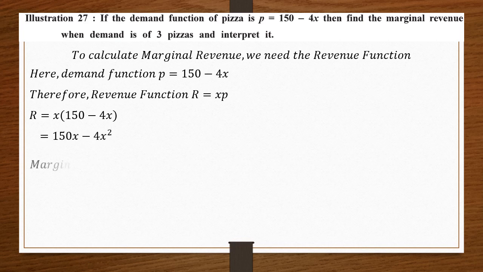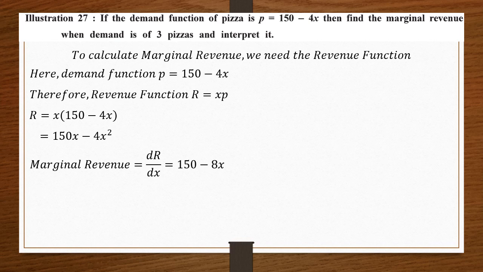Now we need to calculate the marginal revenue, that is dR upon dx, and when we find the derivative of 150x minus 4x square, we get 150 minus 8x. Okay, so that is the marginal revenue function.